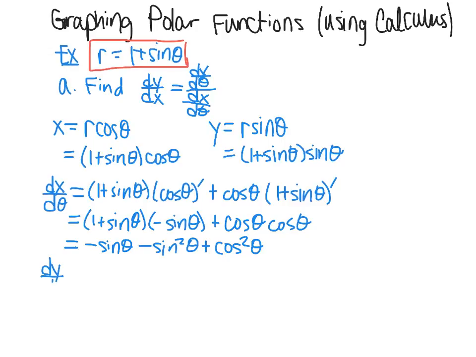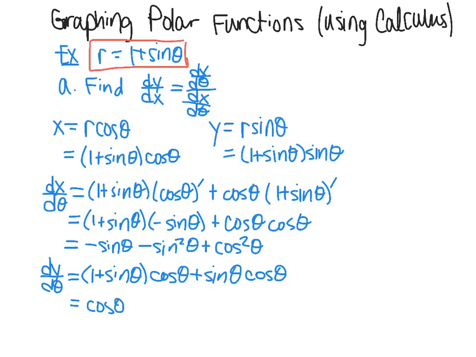Let's find dy/d theta. We've got to use the product rule again. So we take the first times the derivative of the second, which is cosine, plus the second times the derivative of the first. The derivative of sine is cosine. Here we are. Then I'll distribute. So we get cosine theta plus 2 sine theta cosine theta.